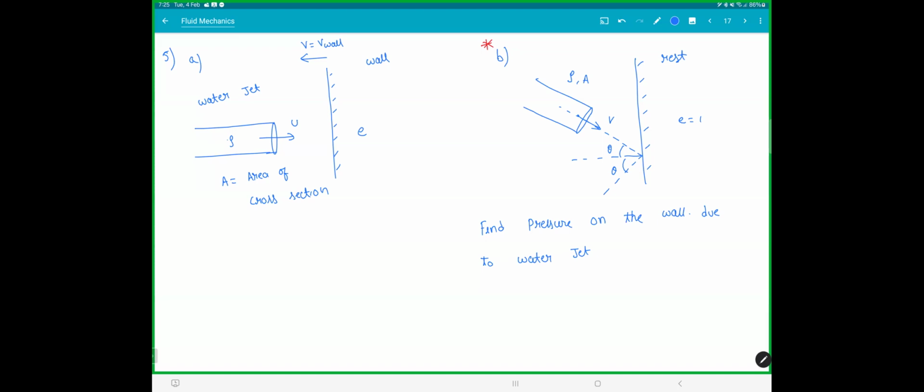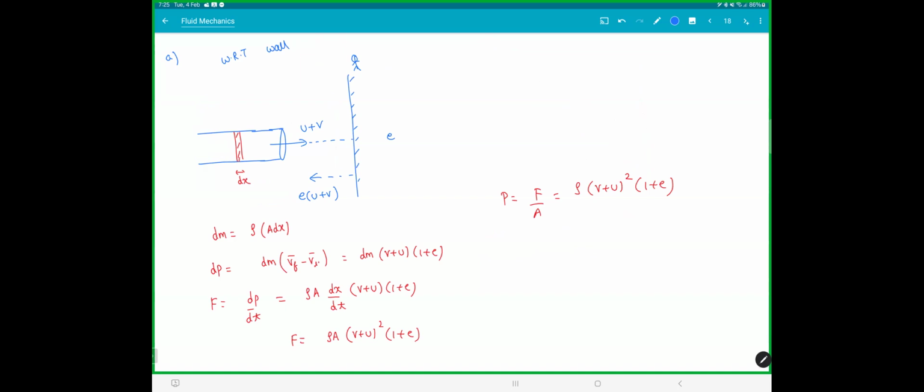How did you get v plus u into e plus 1? Change in momentum? V final minus v initial. This minus of this, right? Minus of minus, isn't it? No, this is i cap. This is minus i cap. So minus of minus will add, right? Sure? Yeah. What about this thing at an angle?